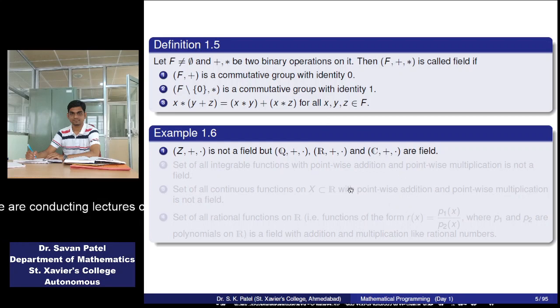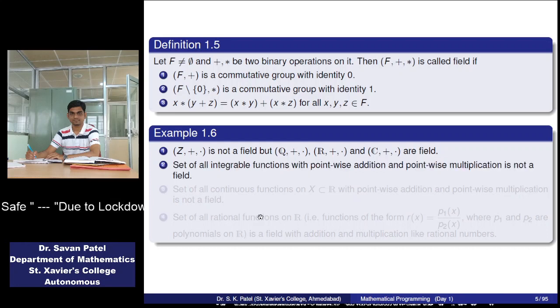See here, if I interchange the order, Q with multiplication, comma, addition will not be a field, because Q is not a commutative group with respect to multiplication, because the inverse of 0 does not exist in Q. Similarly for R and C. The set of all invertible functions with pointwise addition and pointwise multiplication is not a field.